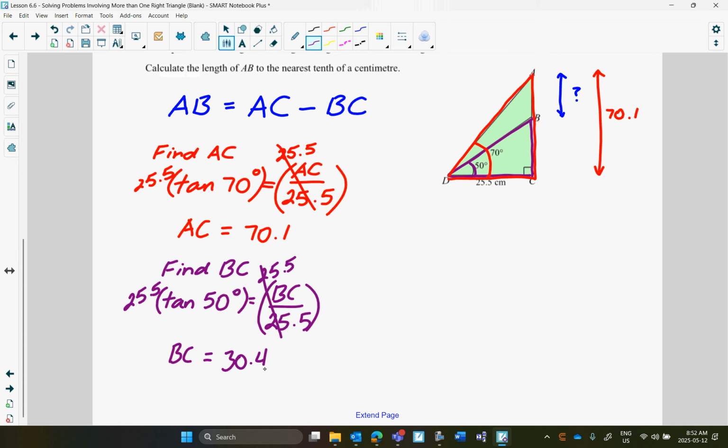So that's 30.4. And now we use subtraction to find what we were asked to find in the first place. So AB is going to equal 70.1 minus 30.4. And that should give us 39.7 centimeters.